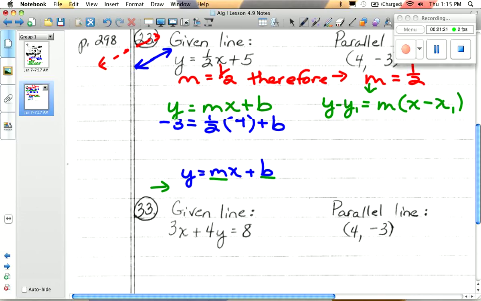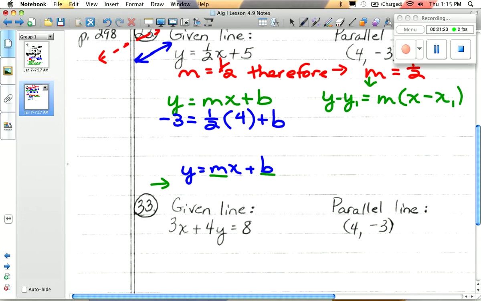The other way is the most recent way we've been doing it. We could do y take away -3 equals 1/2 times x minus 4. We could do our distributive property, get y alone. This one takes you directly to the slope-intercept form. So you pick the one you're going to do and do it right now.